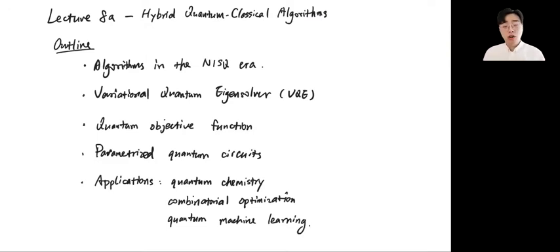During the process, we're going to see that there are a wide range of applications using this hybrid quantum classical processing model, including quantum chemistry, combinatorial optimizations, and if we have time at the very end, we will hint at its potential applications in machine learning tasks.